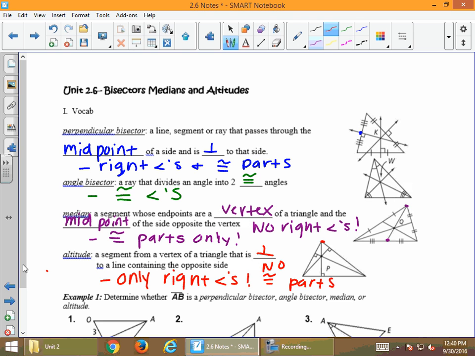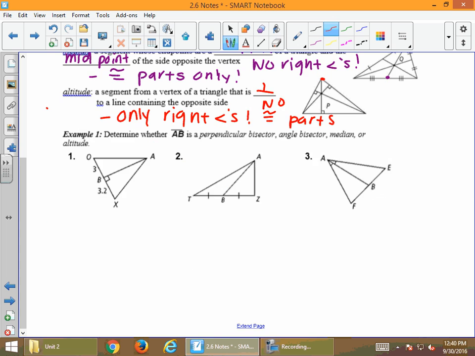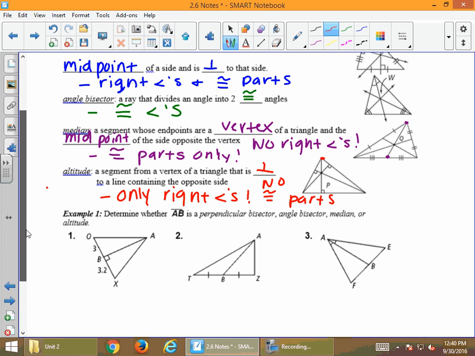Alright, take a look at some examples. Okay? If we look at number one, check and see first. Do we have any of these angles marked with arcs? Are there arcs on any of those angles? Do we have congruent angles at all? No. So can this be an angle bisector? No. Okay. We do have right angles. We have a right angle right here. But do we have congruent parts? No. So this has to be a what? Well, it only has right angles. So we know this is an altitude. It only has right angles.